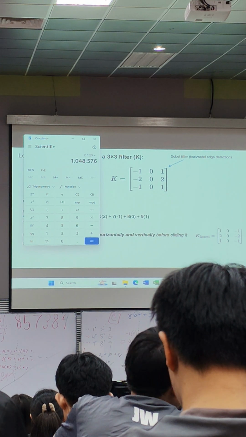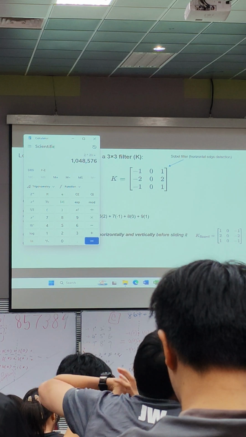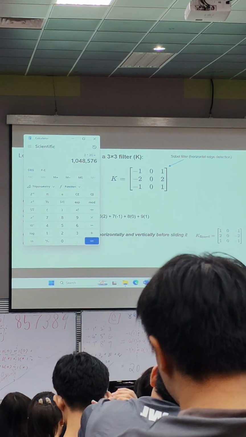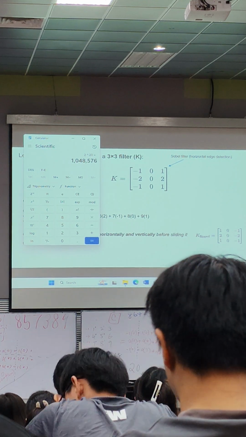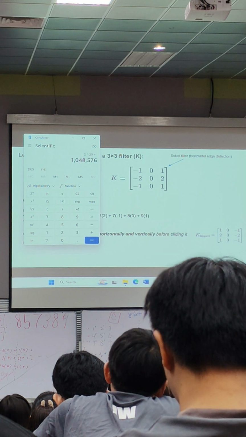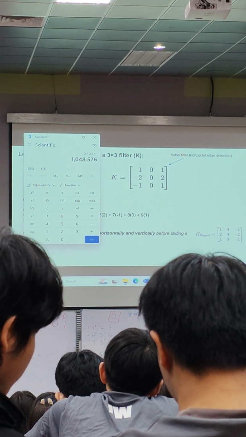This is the total number of pixel values, but we start from 0. So in the calculation, when it is over this one, we are going to take this maximum.